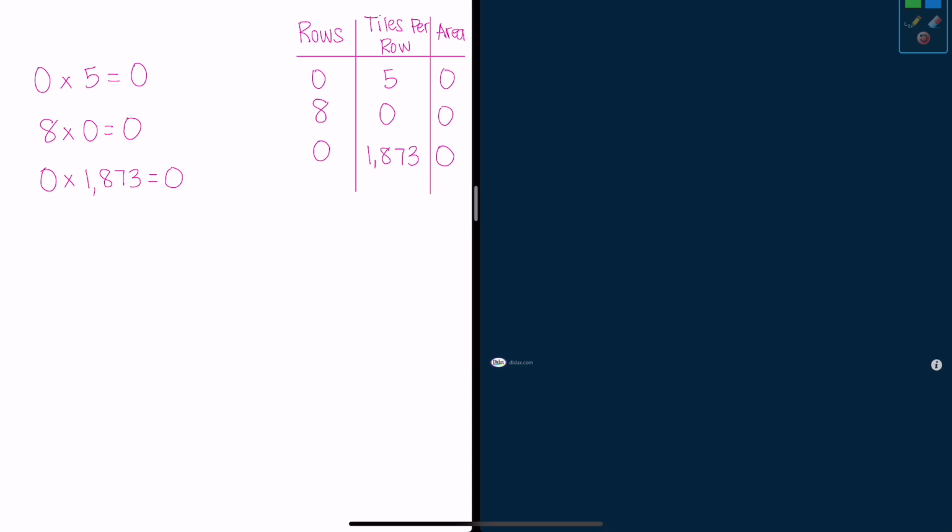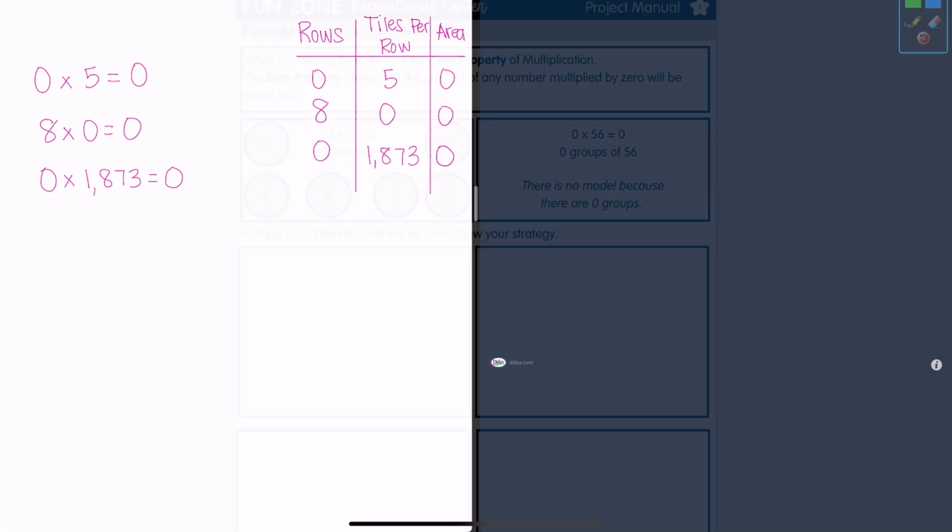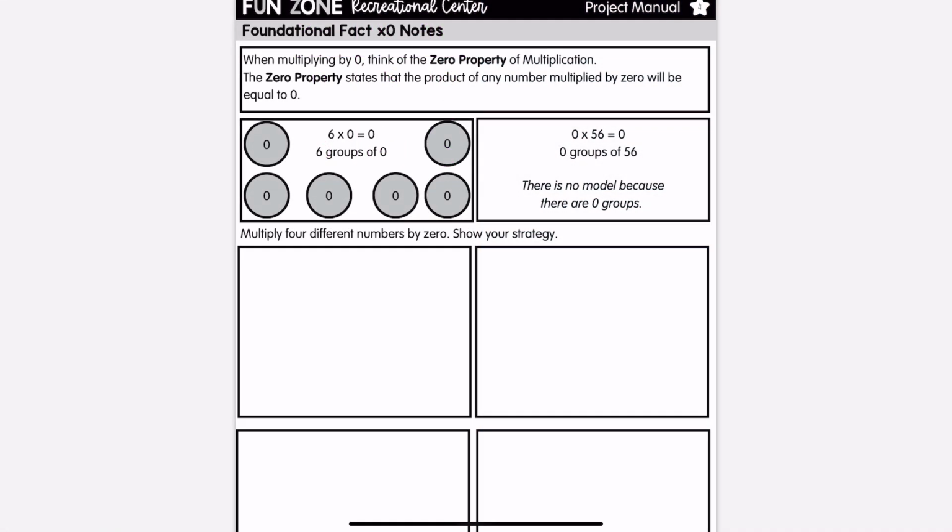Let's complete our project notes for multiplying by 0. When multiplying by 0, think of the 0 property of multiplication. The 0 property states that the product of any number multiplied by 0 will be equal to 0.